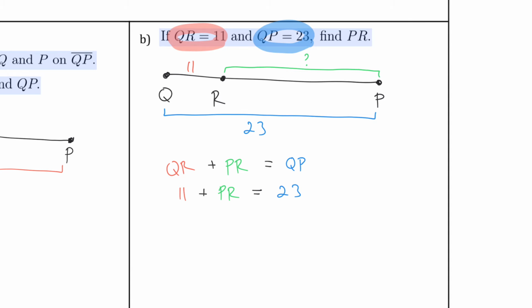All right. Because PR is my variable, I need to isolate it. I need to get rid of any numbers on the same side. I see that we have a positive 11, which tells me I need to subtract 11 on both sides. 11 minus 11 becomes 0. I am left with PR on the left side is equal to 23 minus 11, which is 12. So PR is 12 units long.